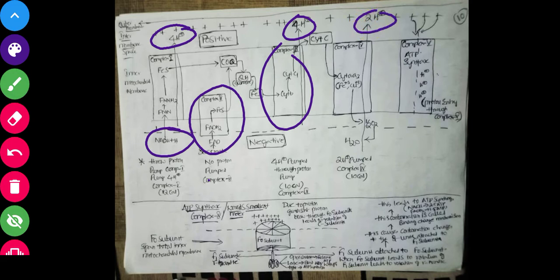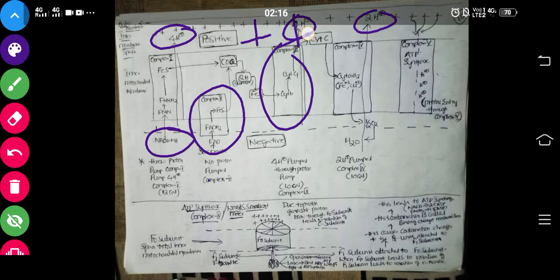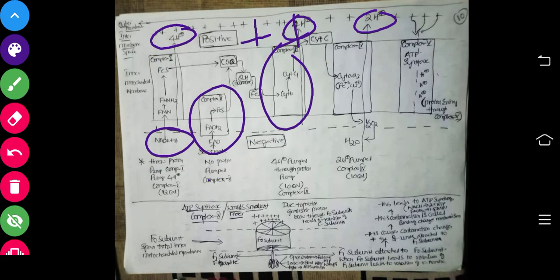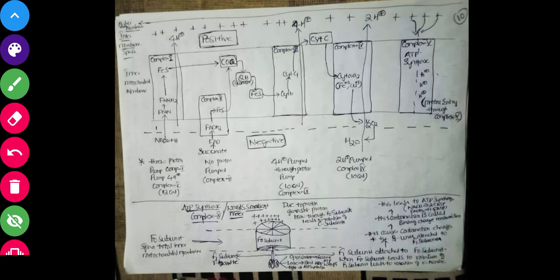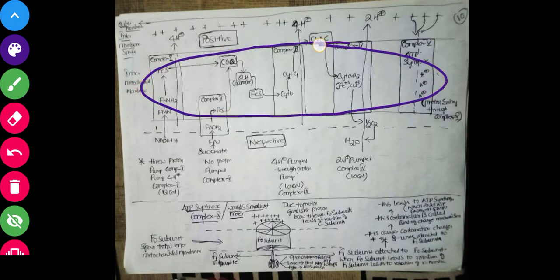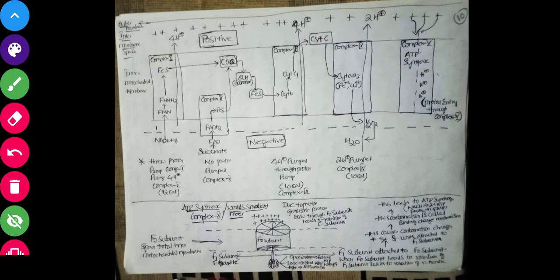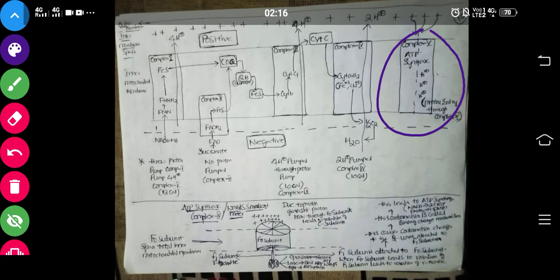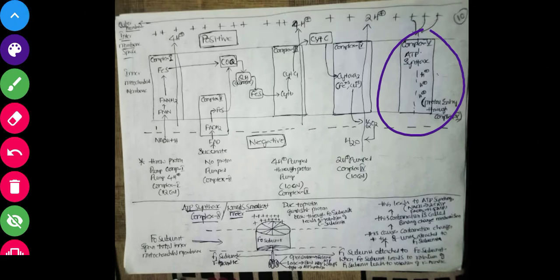So the positive charge will increase here. But the inner membrane is impermeable to these protons, and cannot allow them to enter. The only way is complex 5, which is called the ATP synthase complex.